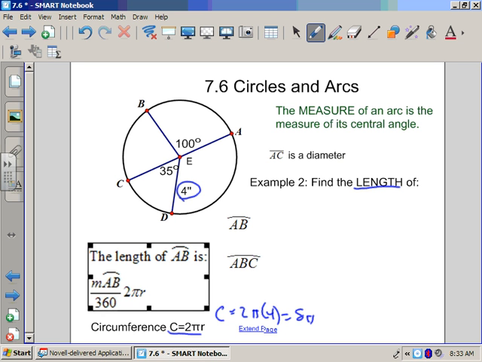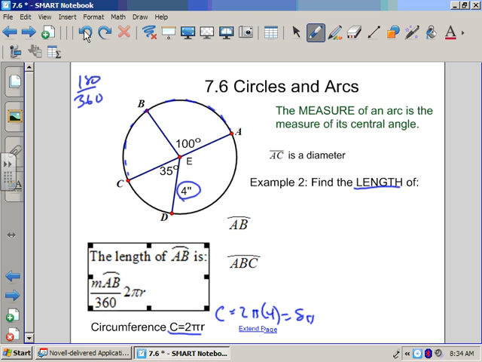Now, think for a minute. If I were going half a circle, if I were going a semicircle around, wouldn't my length be half of the entire circumference? It would be, and so my length of arc ABC would be 4 pi. Well, one way I know that is because the measure of arc ABC is 180 divided by 360, which is a half. The proportion of the arc is a half times 2 pi r, which was 8 pi.